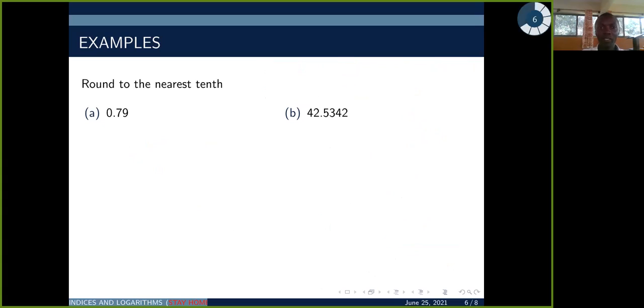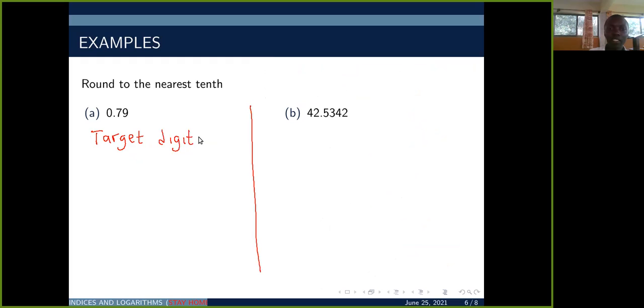Good. Let's look at more examples. So we have another example. So always we identify the target digit. So what is the target digit? The target digit is the one in the 10th position. So when I come, I have 0.79. Which digit is in the 10th position? This is the 10th. So that means that this is my target digit. So our target digit is 7. So I look at the number that is on the right.